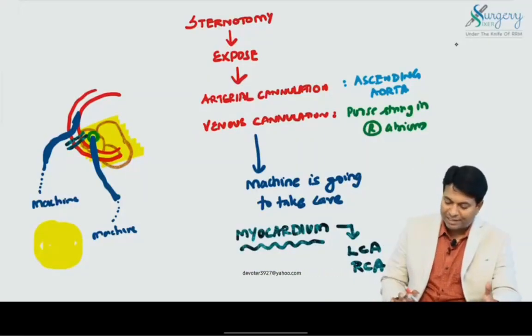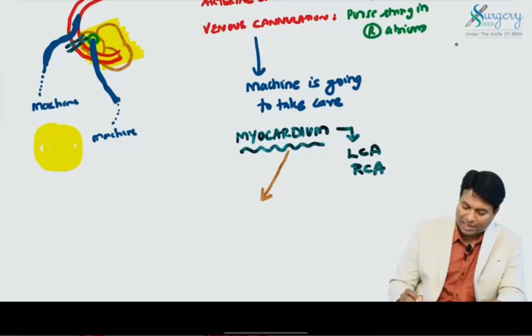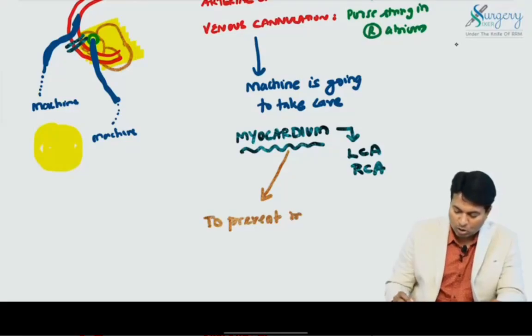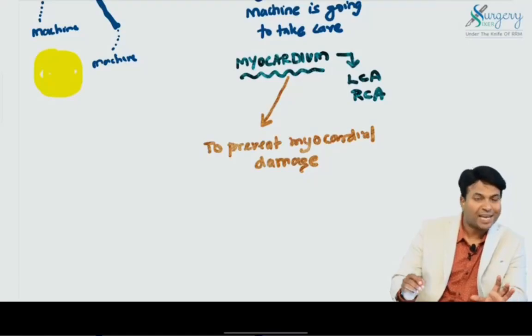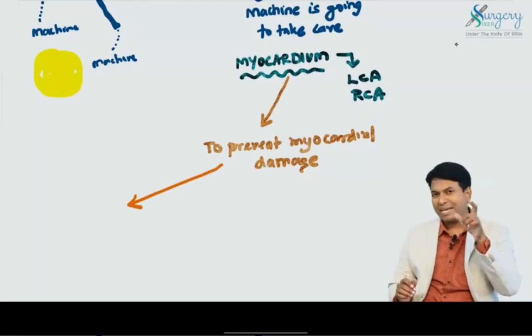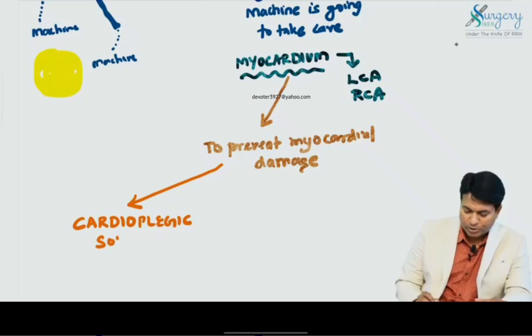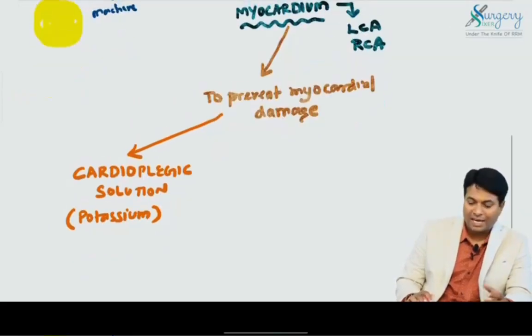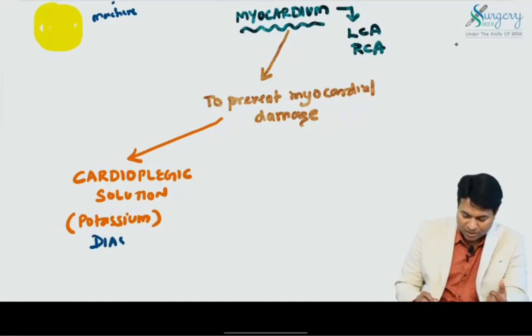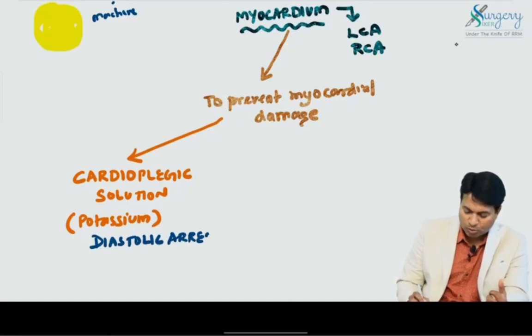So how can I now prevent the myocardial damage? This is an expected MCQ. To prevent myocardial damage, what should I do? Everything I'm telling in this specialty chapter is only from Bailey and Love. To prevent this myocardial damage, I should infuse cardioplegic solution into the myocardium, and usually it is a potassium-containing fluid. When you infuse potassium-containing fluid, the heart will stop at diastole. That will be diastolic arrest, and therefore, when it stops at diastole, myocardial survival is increased.